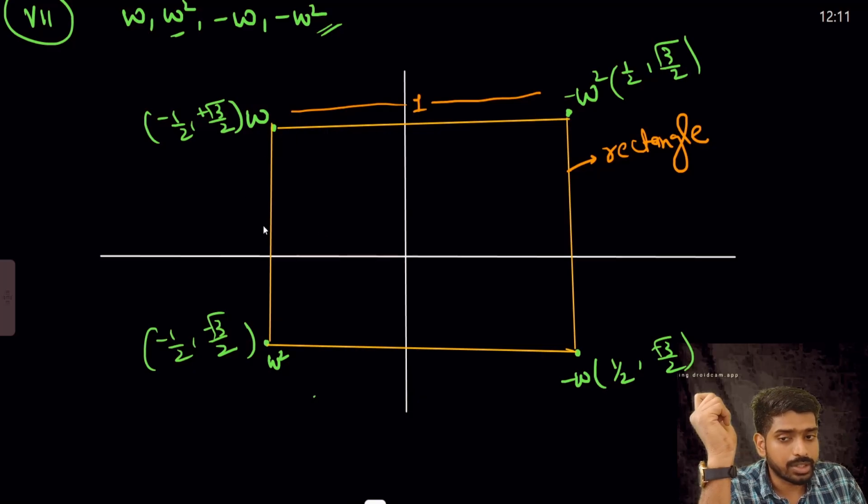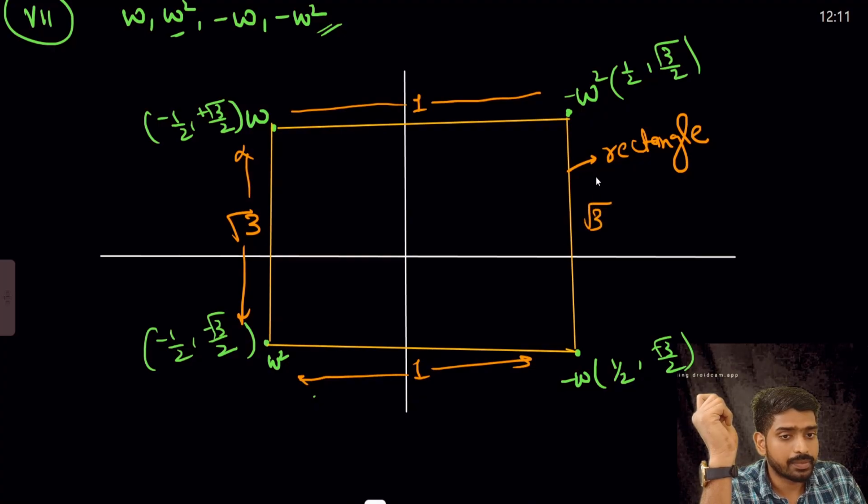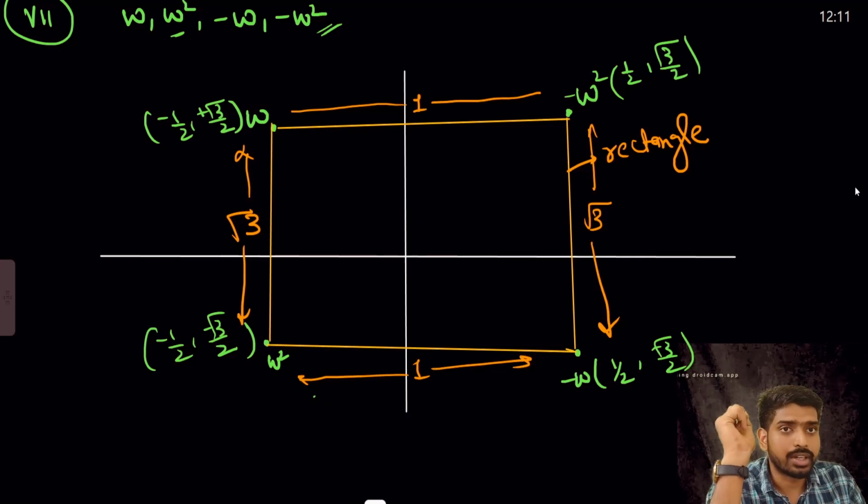Now what is this breadth? Breadth is equal to double of root 3 by 2, so this side length is root 3. This is a kind of rectangle, not a square.